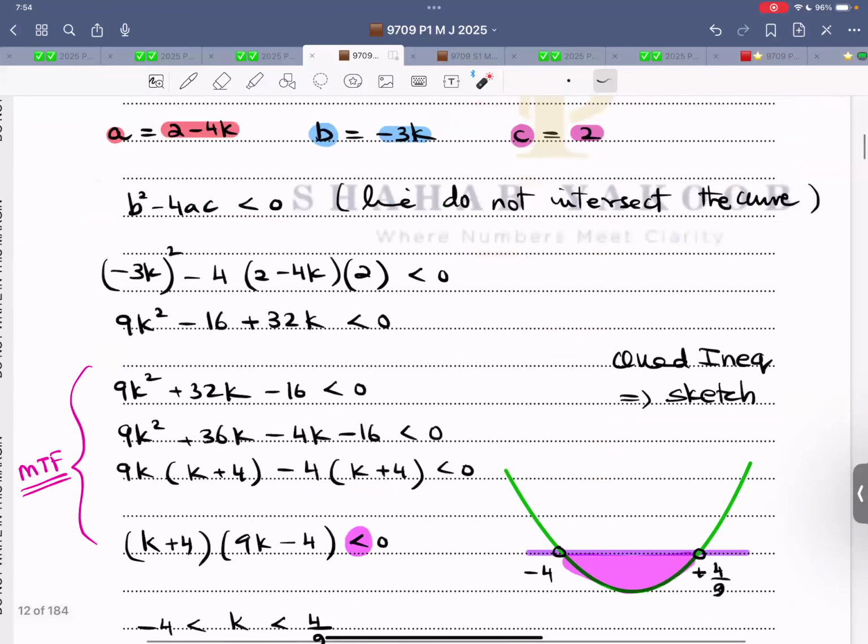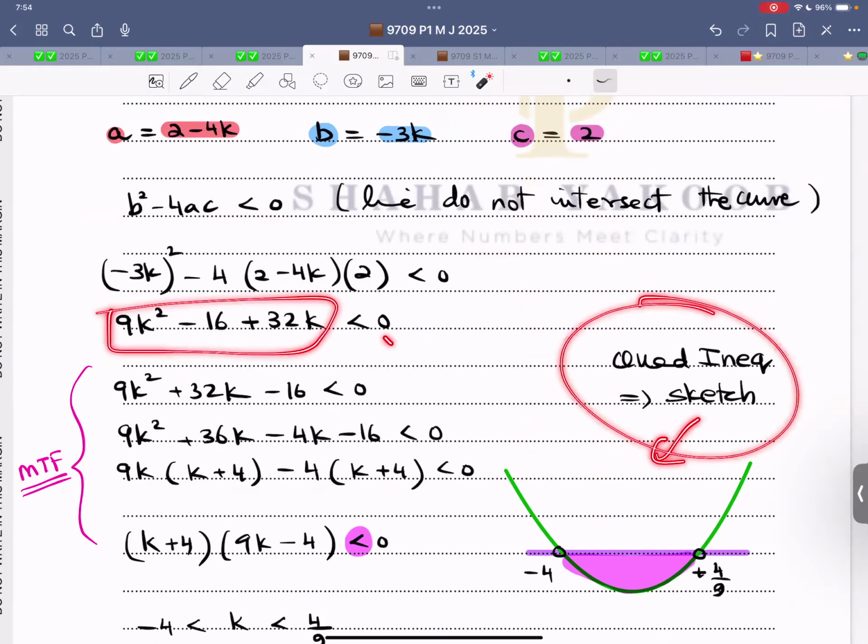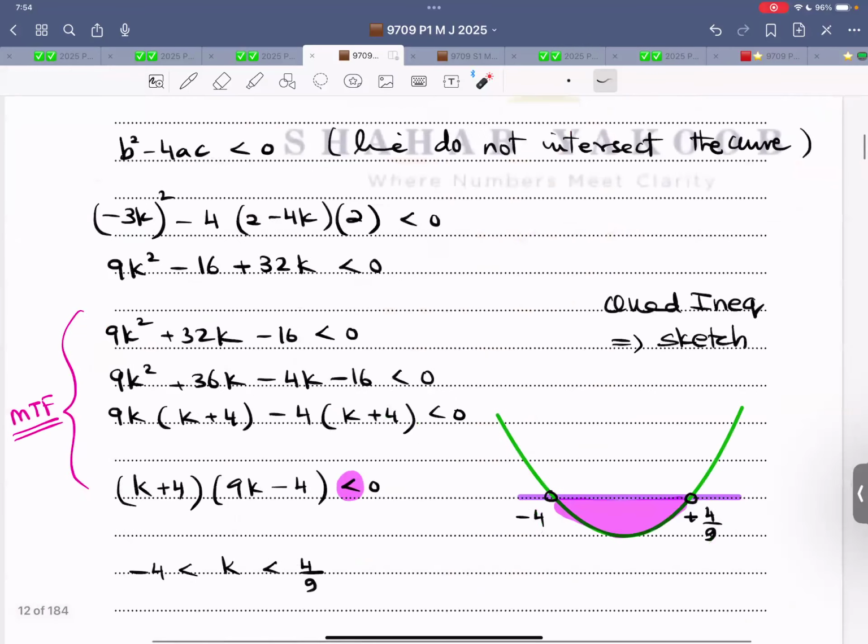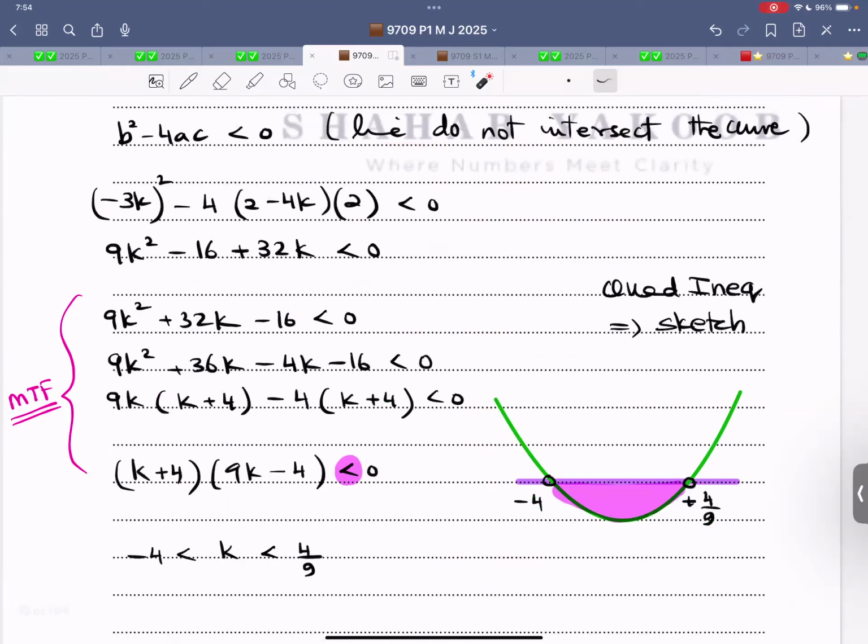Write down the condition. You get a quadratic inequality. For quadratic inequality, a sketch is a must. So there is no compromise on the sketch. Sketch is a must. Okay? So there is no shortcut. That's the way that I've taught.